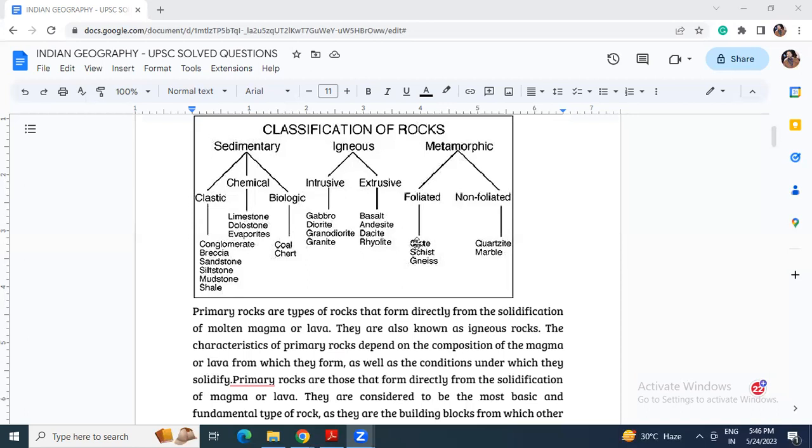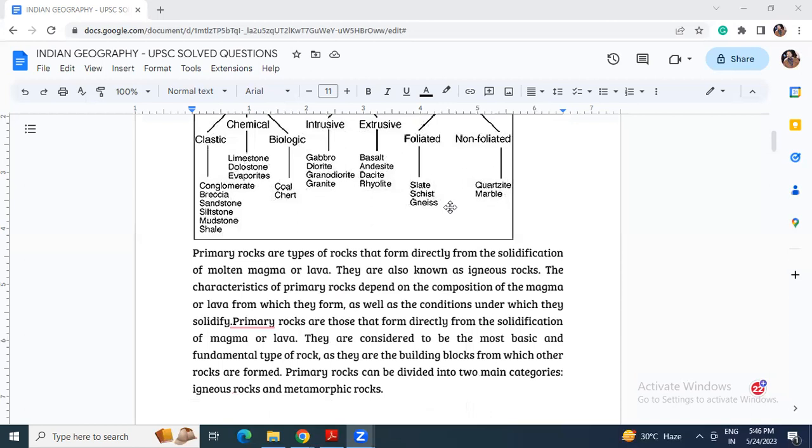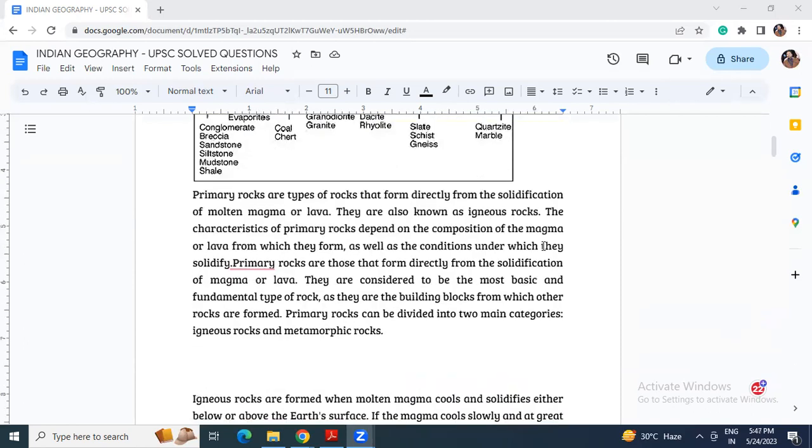Then metamorphic may be either foliated or non-foliated. In foliated, we have like gneiss, and in non-foliated, we have like marble, quartzite. Yes. So these are the main classification. Now let's come to the main question answer, what are the characteristics and type of primary rock?